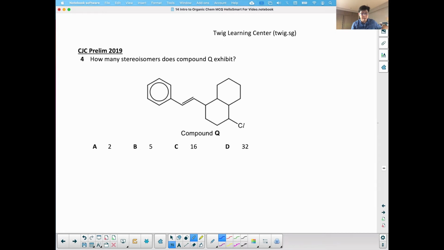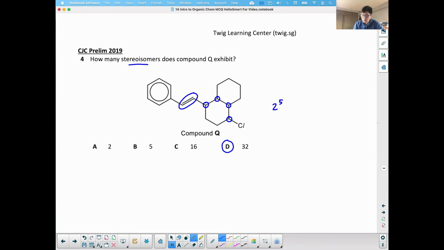How many stereoisomers does this compound Q exhibit? So again, stereoisomerism, so we're looking for cis trans as well as chiral center. So 1 chiral center, 2 chiral center, 3 chiral center, 4 chiral center, and this part would have cis trans. So it's going to be 2 to the power of 5, right? So 2 to the power of 5 will give you a value of 32. So the answer is D.